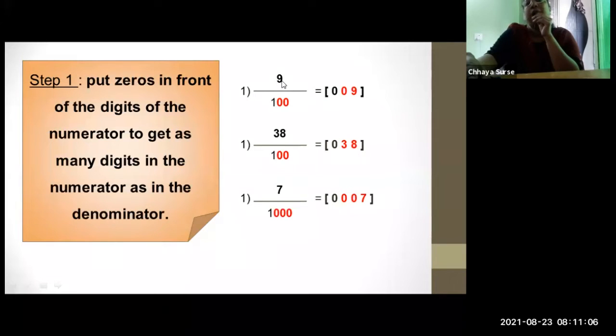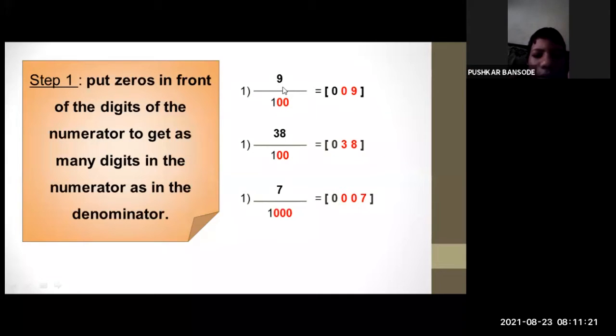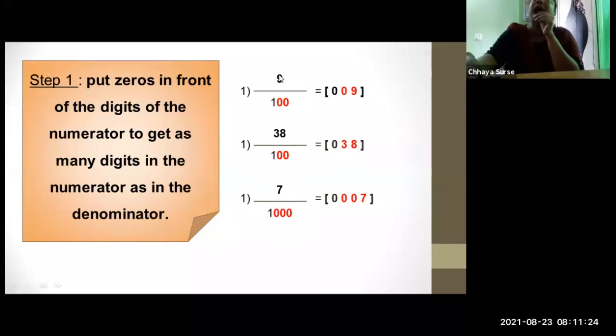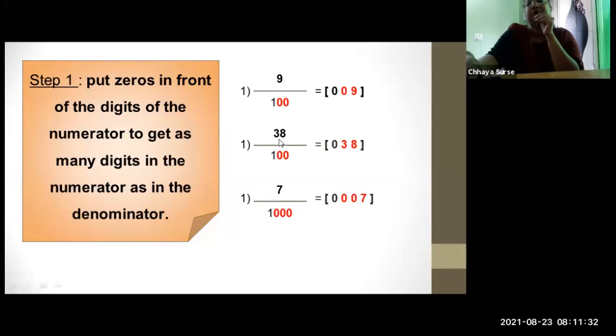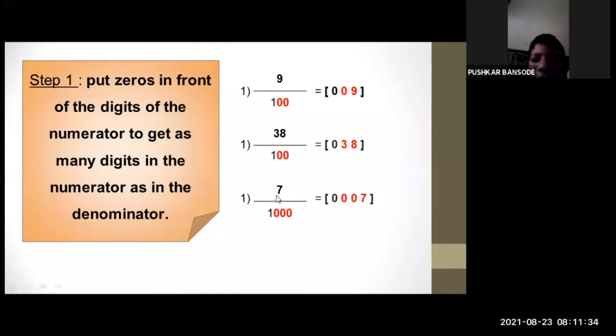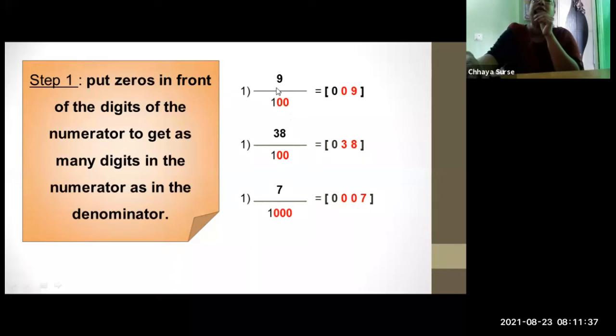Yes, Piyush. How many digits are here? Who can give the answer? 9. How many digit number is it? 9 is a number, but how many digits is it? 1 digit. Yes. And 38? 2 digit. And 7 also 1 digit. So what is the rule? The denominator and numerator places should be equal.